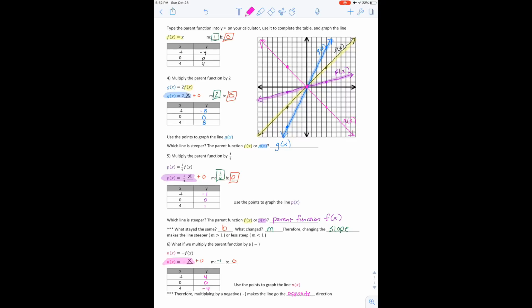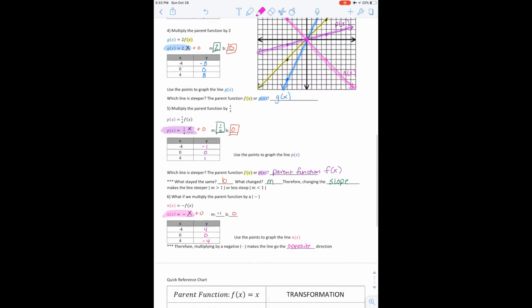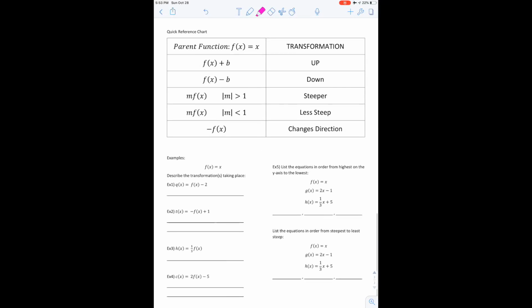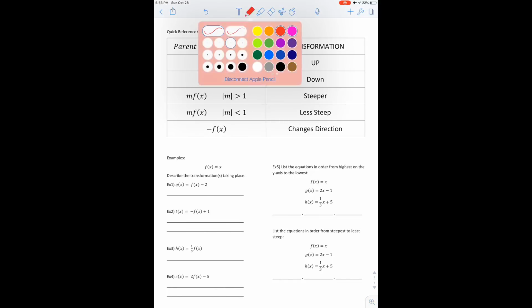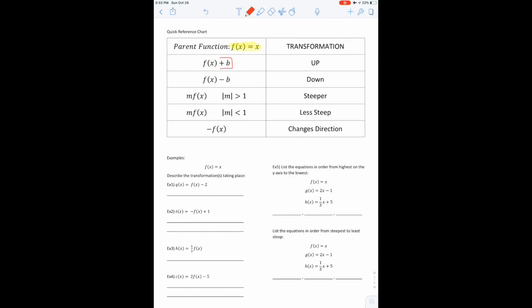So you can see the first 3 lines that we graphed all went up from left to right. And now when we made it a negative, it's going down from left to right. So that is what's going to happen when you have a negative. All right, so we've put together a little quick reference chart. So just remember, this is your parent function. So anytime you have f of x, you can replace it with x. So the biggest changes, and I'm going to use the colored pen that we used for b here.